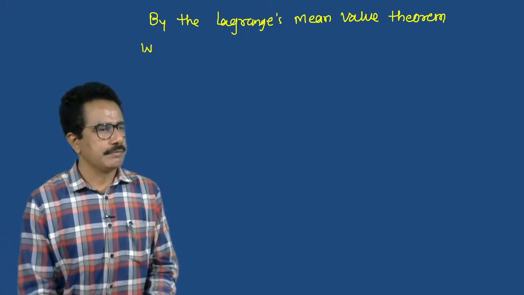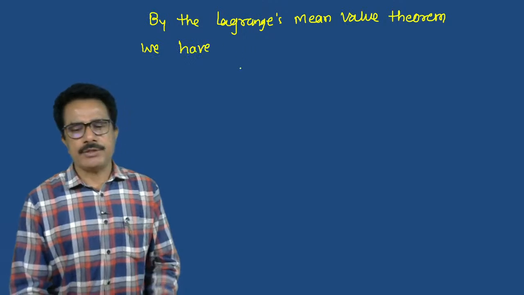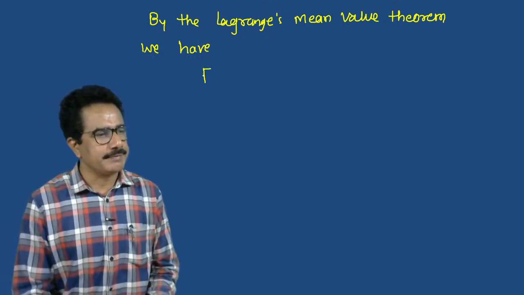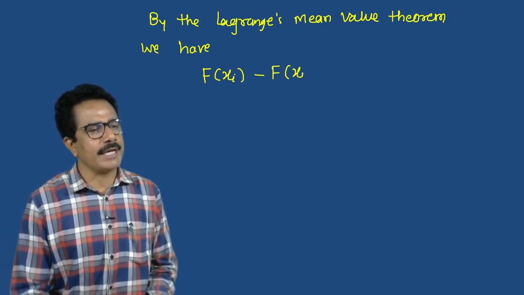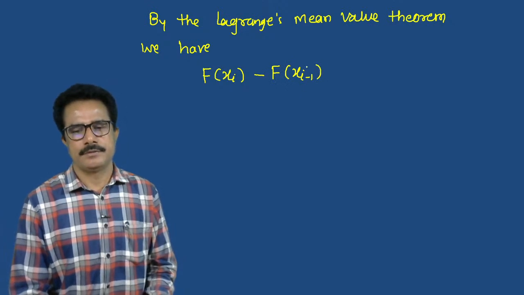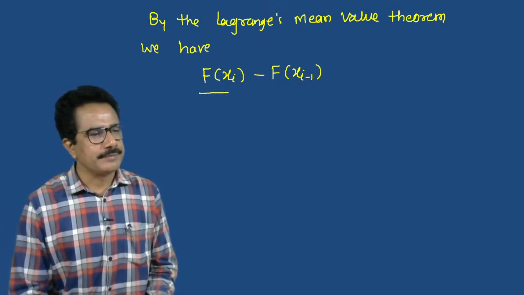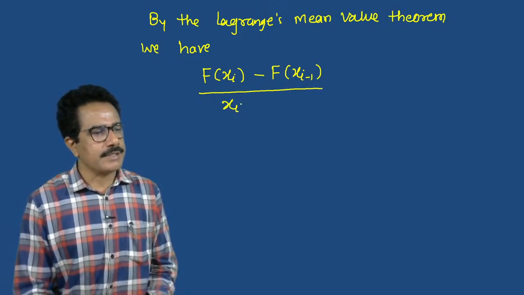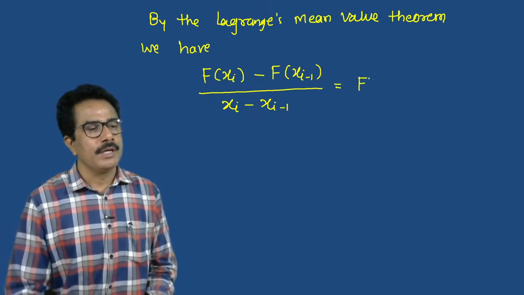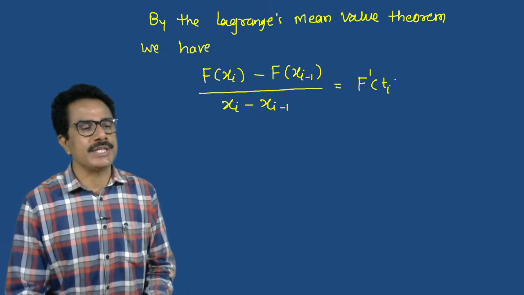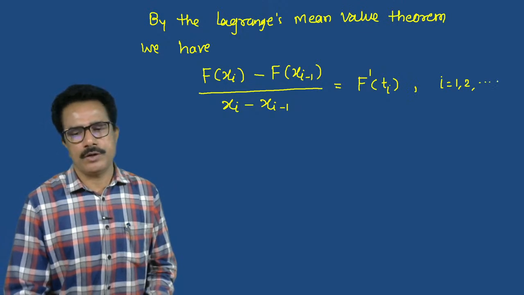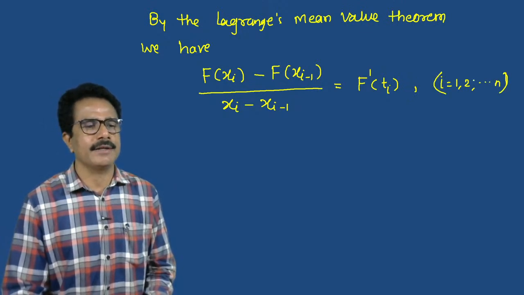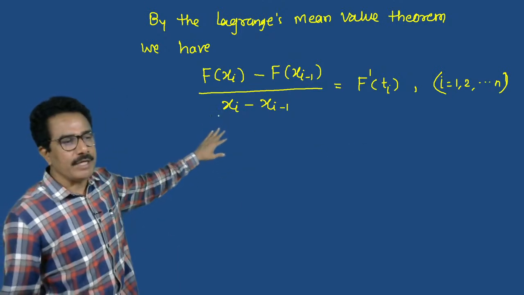We have, actually, F of b means F of xi minus F of a means F of xi minus 1, divided by xi minus xi minus 1, which is equal to f dash of c, suppose c means ti, where i is equal to 1, 2, 3, up to n. This is the Lagrange's mean value theorem.